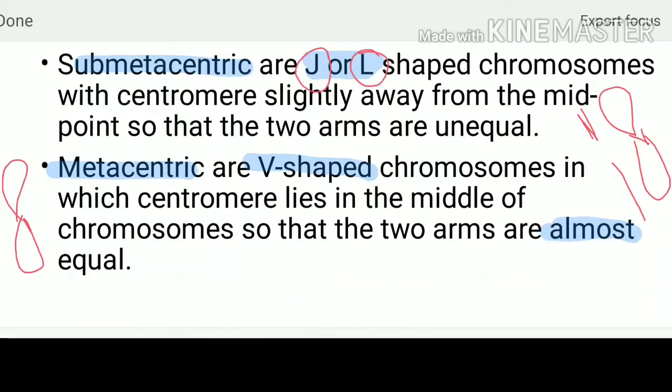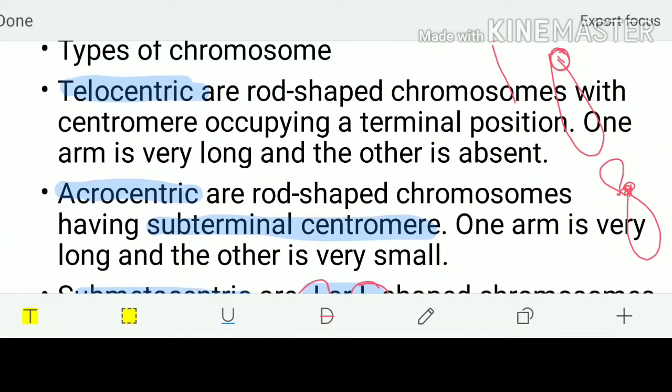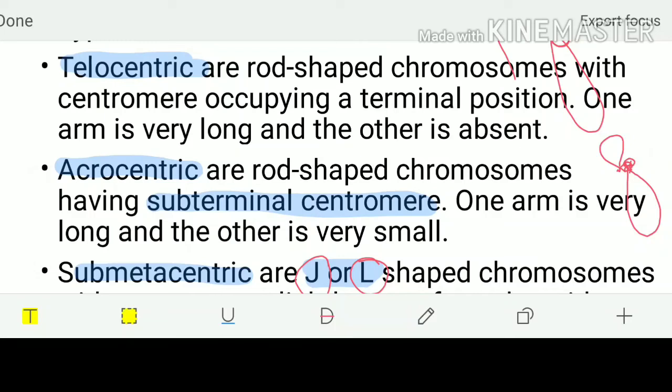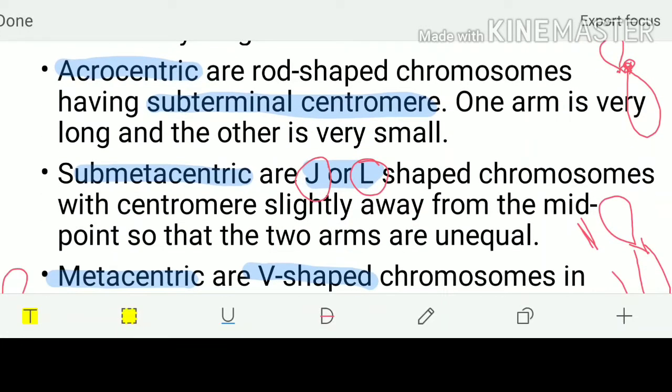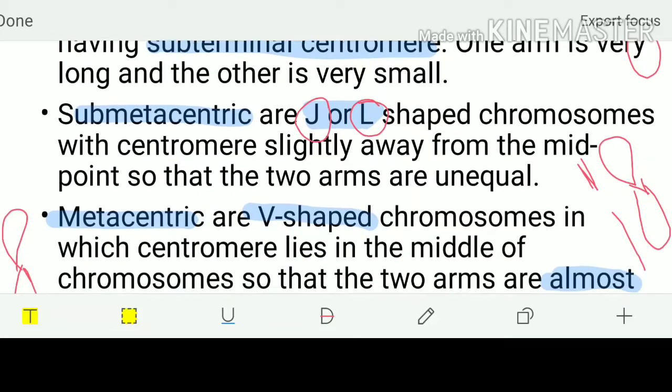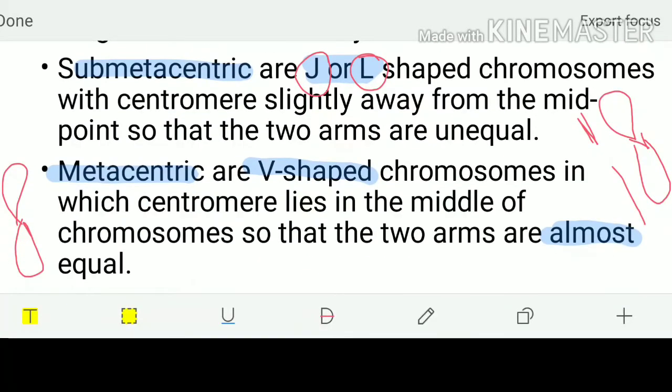Again I'll go through all of them one by one. The first one was our telocentric, in which one of the arms was very huge and the other arm was quite small or somehow absent altogether. The second is the acrocentric, in which one of the arms is very long and the other is very small. The third one was submetacentric, in which the centromere is slightly away from the midpoint, so the two arms will be slightly unequal. And the last but not the least one, the metacentric, which makes a V-shaped structure having almost equal arms.